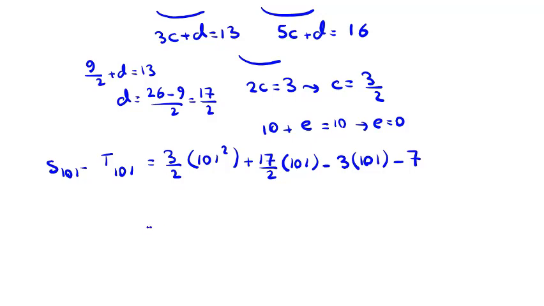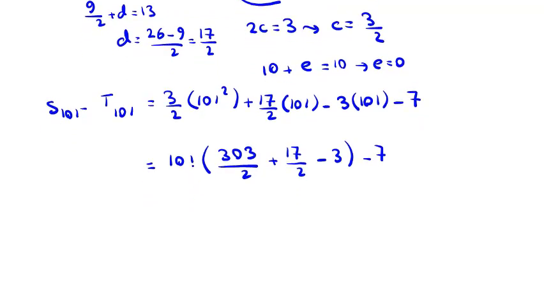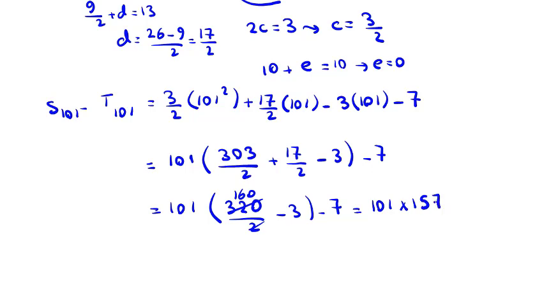So here we can factor out 101 from these three terms. 101 times 303 over 2 plus 17 over 2, and here negative 3, minus 7. Now if we add up these two terms, we have 320 over 2 minus 3, minus 7. If we divide, it will be 101 times 157 minus 7.